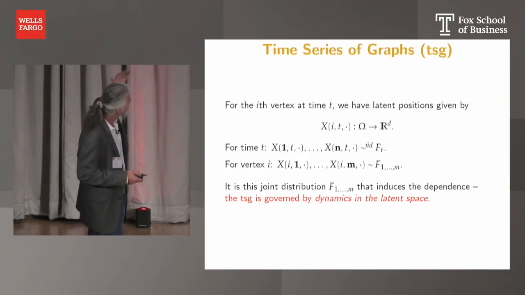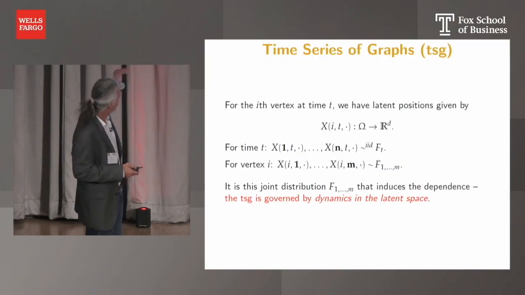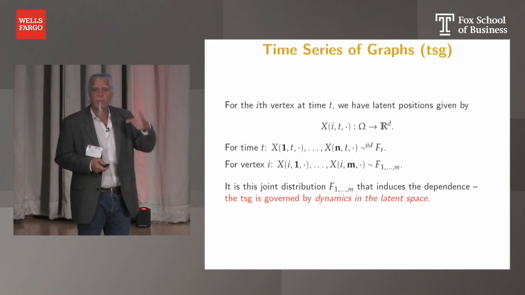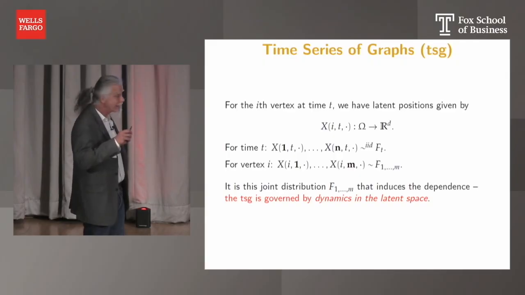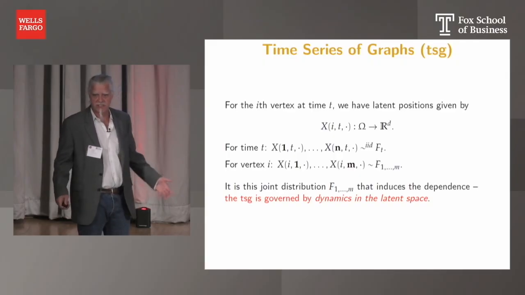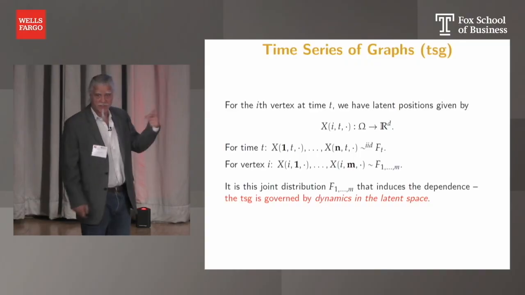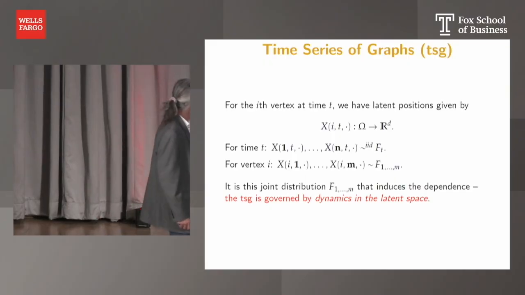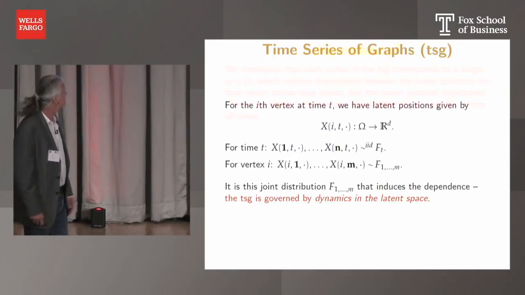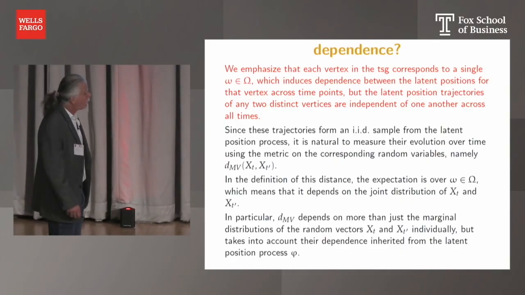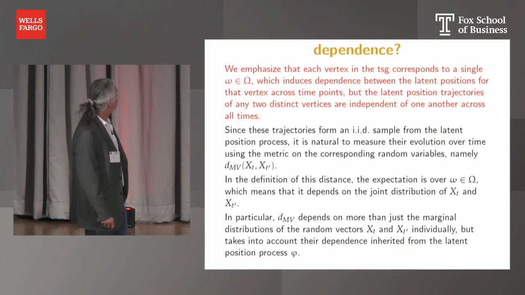And so the idea is that for a given vertex, for Alan Carr, vertex i, as time goes from 1 to m, we have this dependence structure. That curve, that latent process associated with Alan Carr, is governed by a joint distribution, not just a marginal. And then Edo gets his own process, which has the dependence structure. So the dependence is governed by this dynamics in the latent space. Okay, so a bunch of words that kind of say what I just said.